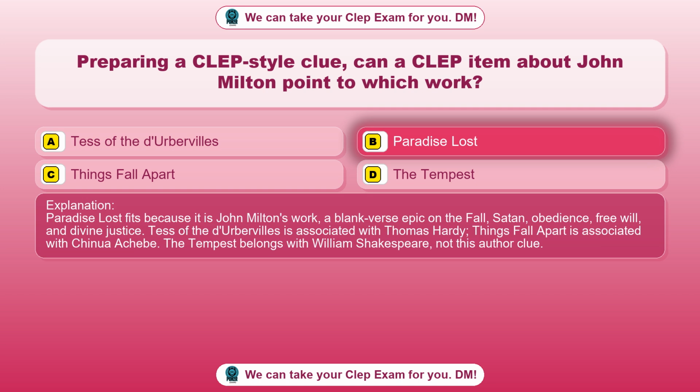Paradise Lost fits because it is John Milton's work, a blank verse epic on the fall, Satan, obedience, free will and divine justice. Tess of the D'Urbervilles is associated with Thomas Hardy, Things Fall Apart is associated with Chinua Achebe. The Tempest belongs with William Shakespeare, not this author clue.